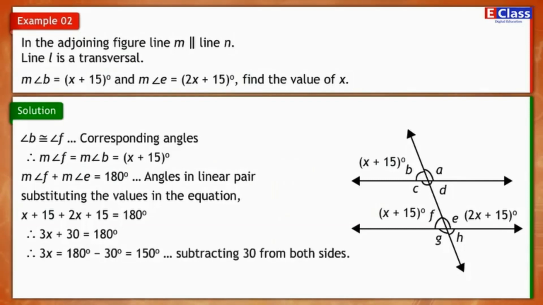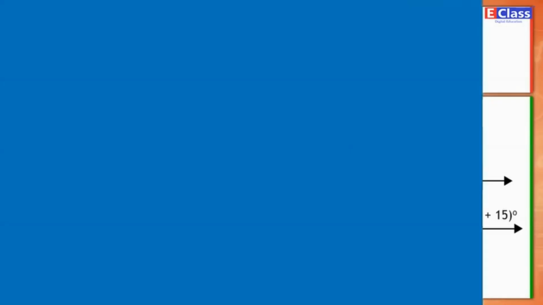Therefore, subtracting 30 from both sides, 3x is equal to 180 degrees minus 30 degrees is equal to 150 degrees. Therefore, by dividing both sides by 3, x is equal to 150 degrees by 3. Therefore, x is equal to 50 degrees.